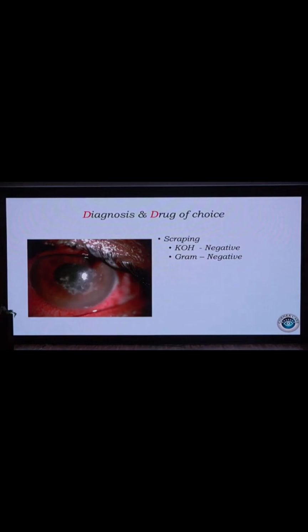Both KOH and Gram stain were negative. So as we usually do, if both are negative, we treat it as a bacterial ulcer. So we thought that, okay, we will treat it as a bacterial ulcer.